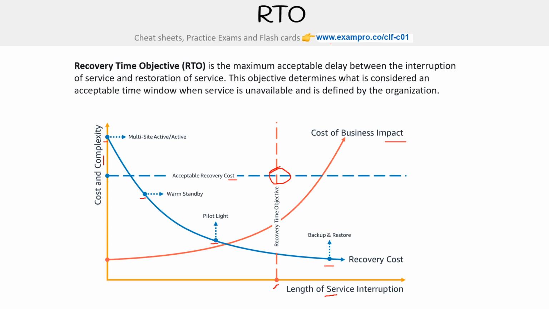So here we have pilot light and backup and restore. And so this company, it has to decide whether they want to do a pilot light or they're going to do a backup and restore. But it sounds like this is where they're going to be, which is at the pilot light for what is acceptable in their business use case, okay?